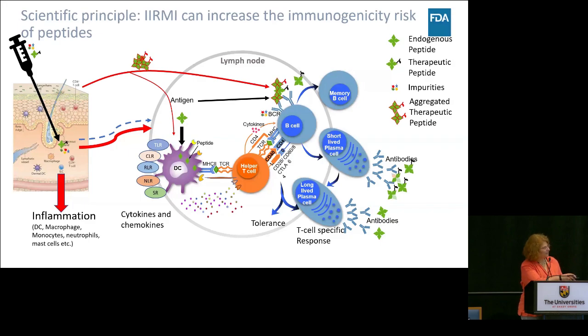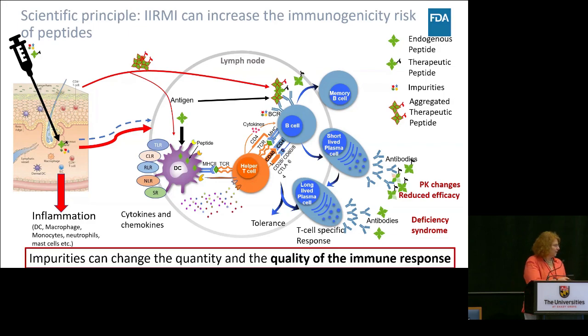And that possibility is maximized when we also have aggregates, because aggregates can also be taken up more easily by dendritic cells and can also stimulate B cells in a T-cell independent manner. So all of that's going to add to the risk. And the risk of antibodies, and with it the risk of having changes to PK, reduced efficacy, and if we're really unlucky, a deficiency syndrome. So the concern, again, is that the impurities can change the quantity and the quality of the immune response.